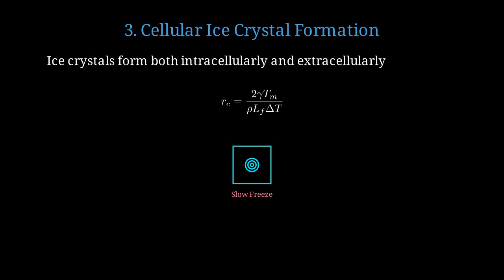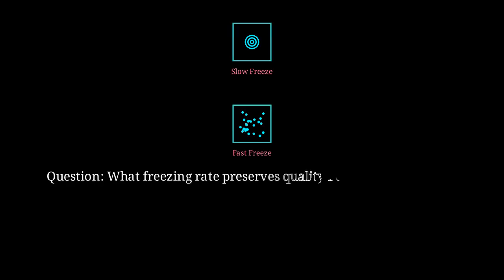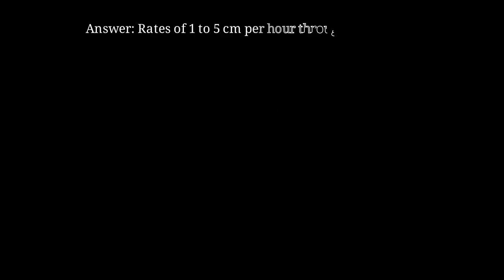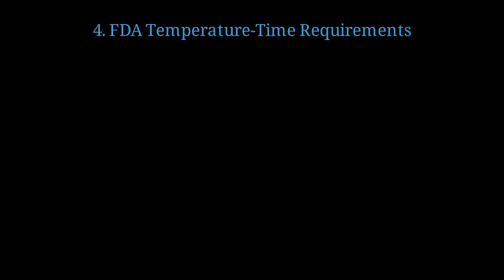With slow freezing, large ice crystals form that can damage cellular structures and reduce fish quality. Fast freezing creates many small ice crystals that cause less structural damage and better preserve texture. You might wonder, what freezing rate best preserves fish quality while ensuring safety? Research shows that freezing rates of 1 to 5 centimeters per hour through the thermal center of the fish create optimal small crystal formation.